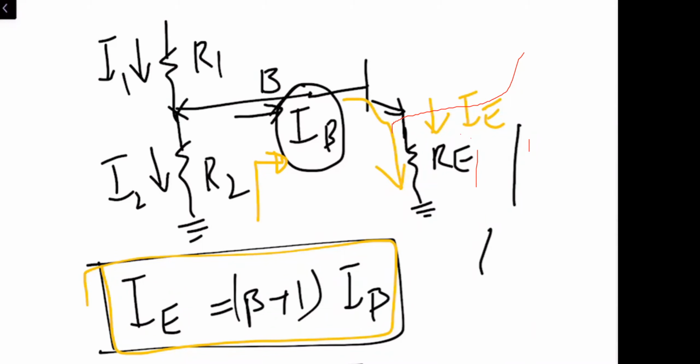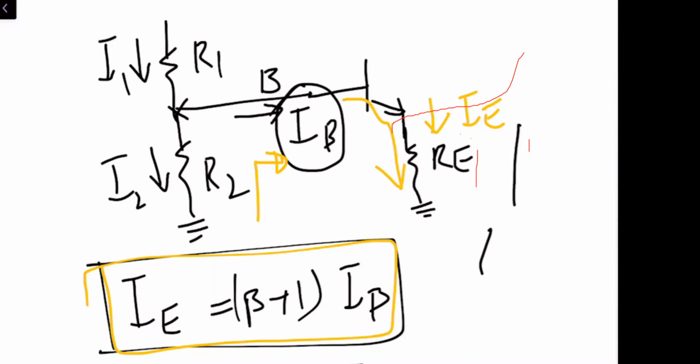What is the meaning of enhanced? Sir, I don't understand what enhanced means. Okay, just listen. Because if you see, the current flowing in the emitter resistance RE is IE, right? Yes, sir. Is this point clear? Yes, sir.